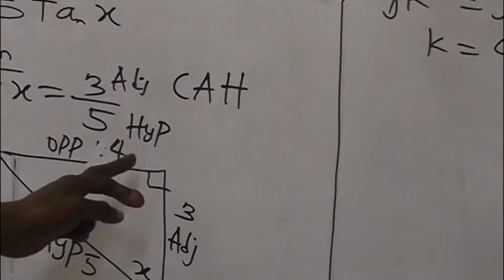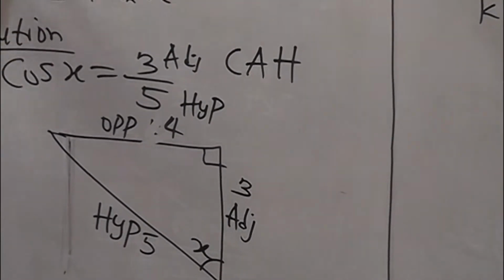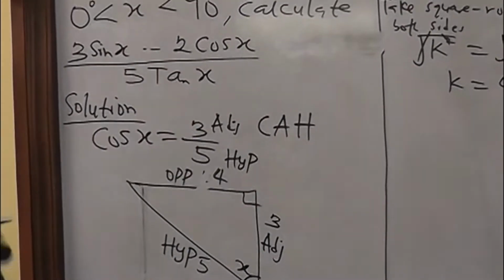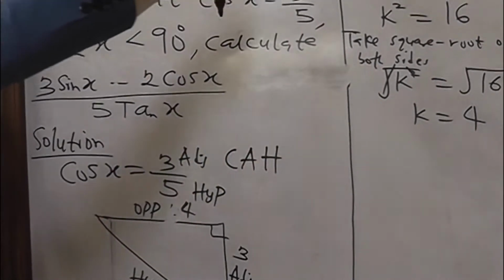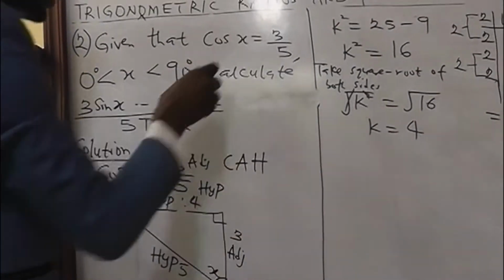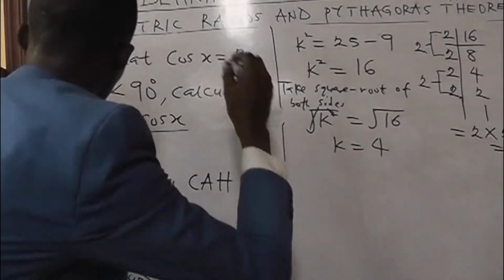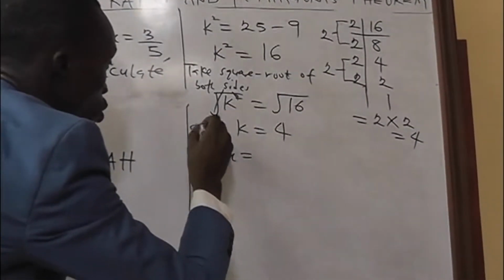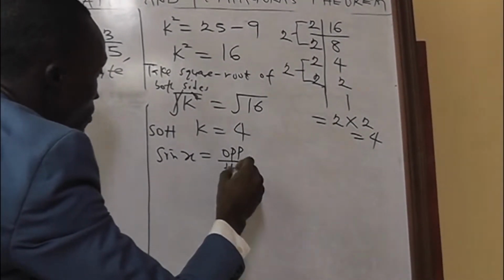Now, after knowing the sides, the next thing is to get the value of sine x and to get the value of tan x too. Then we now substitute everything together with the value of cos x that we are given in the question. We now substitute them back into this expression that we have here. So from there, sine x is equal to opposite over hypotenuse.